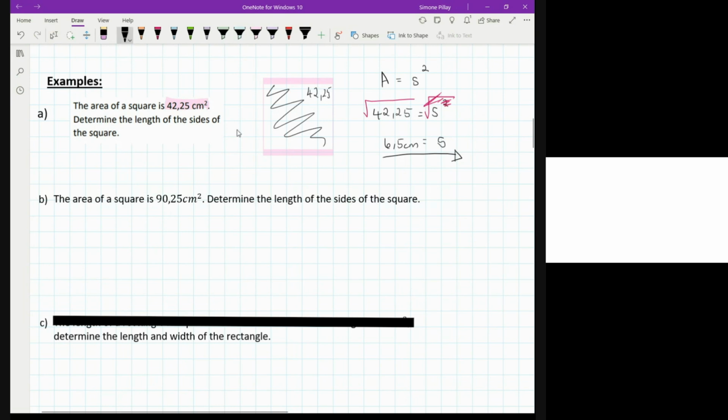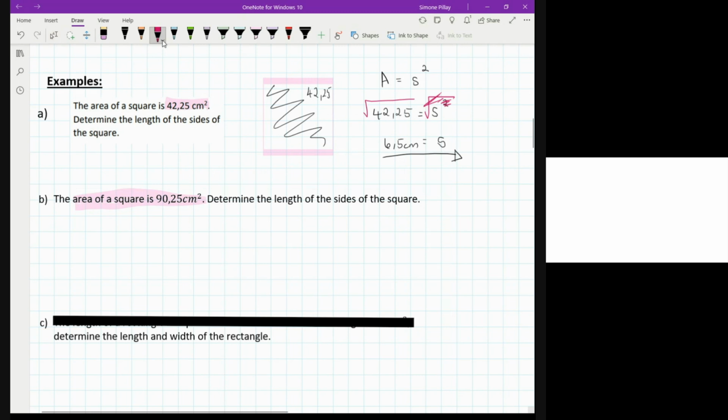So we now have the area of a square again is 90.25 centimeters squared. Determine the length of the sides of the square. Anybody want to help? Let's see. I saw hands. I just don't know who was first. We have Emilia. Yes, answer for me.